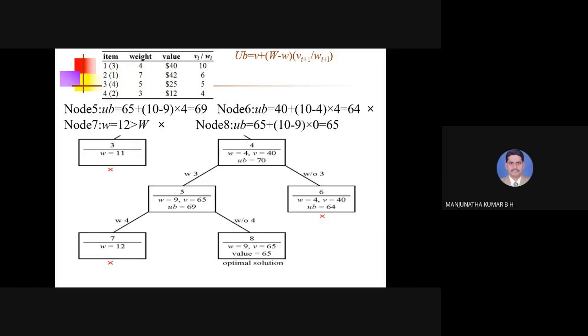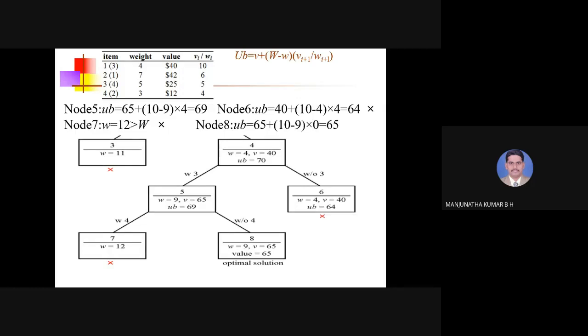Now I am going to the right side. On the right side, I will get another node, that is without item 4. I told you already, whenever you go to the without label, you just copy the W and V values of its parent node. Without 4 means the eighth node. Its parent is the fifth node. Fifth node W and V is 9 and 65. Copy it as it is. Just calculate the upper bound value for node 8, again using the same formula.